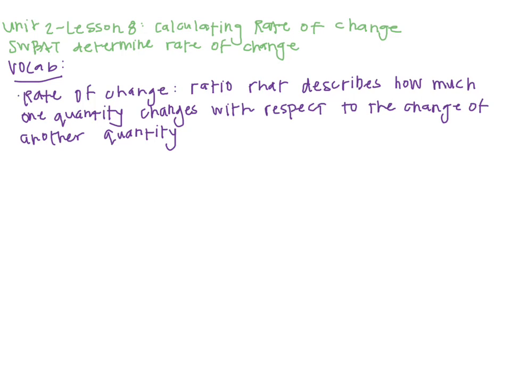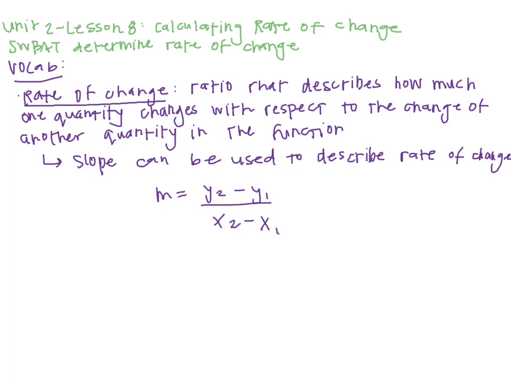Rate of change is the ratio that describes how much one quantity changes with respect to the change of another quantity in the function. Another term used to describe rate of change that you're familiar with is slope. And we will be using the slope formula a little bit in this lesson, and that is m equals y2 minus y1 divided by x2 minus x1.